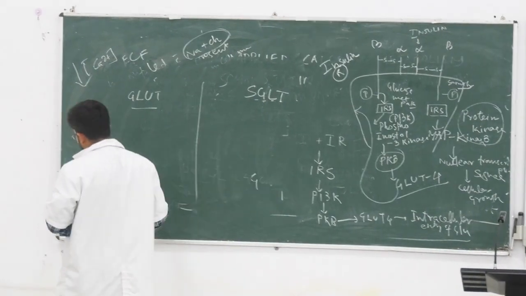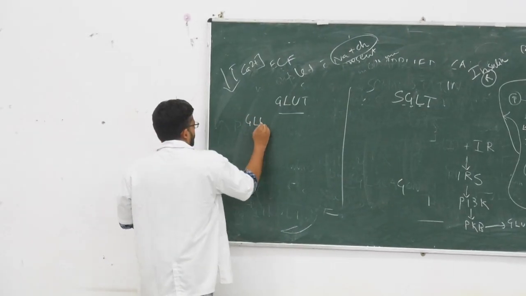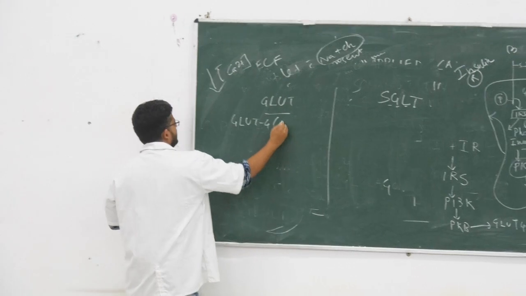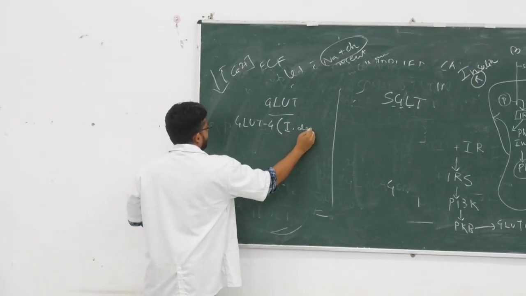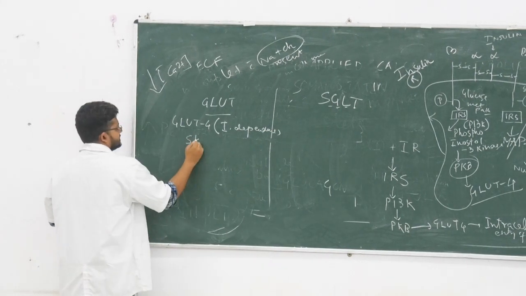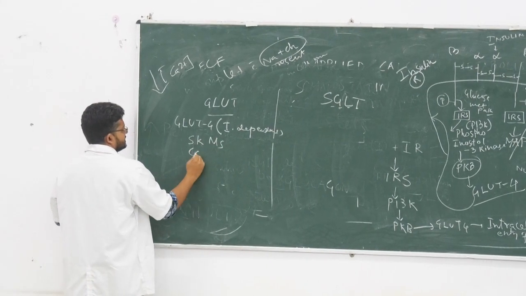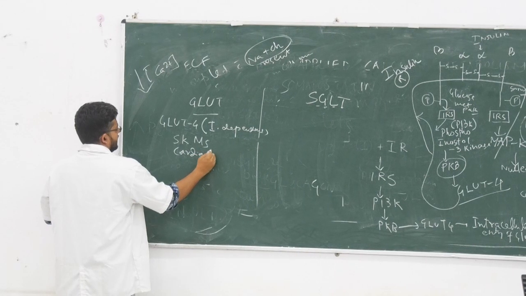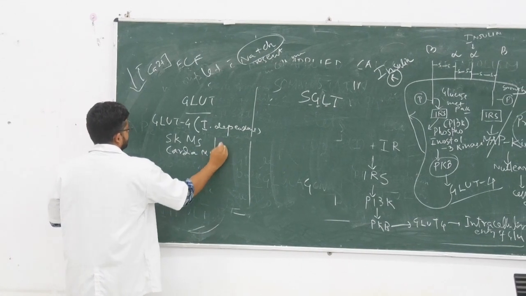GLUT is insulin dependent and that is present in skeletal muscle and adipose tissue.